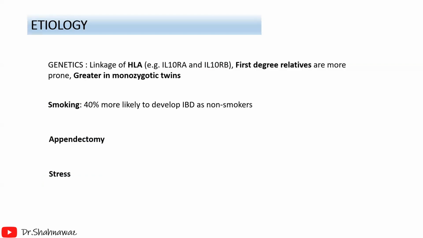So what are the genetic factors? We see that HLA linkage or first degree relatives are more prone, and mostly monozygotic twins are prone to IBD. We see that there are 40% more chances to get IBD if you are a smoker. Some people who had an appendectomy may have IBD, and stress may cause IBD, because we see the gut-brain microbiota axis could be the cause, and that is due to stress.